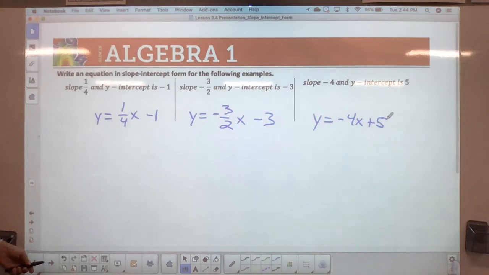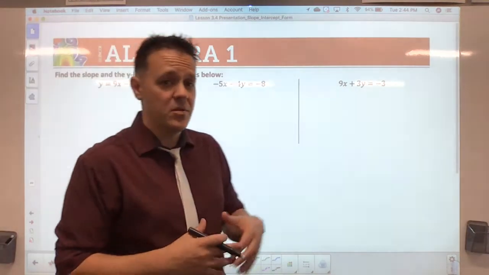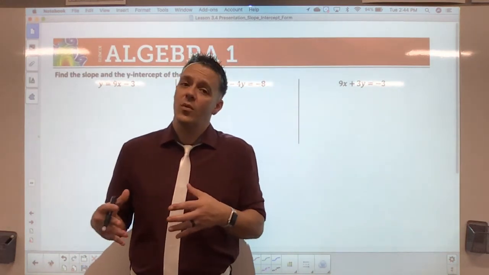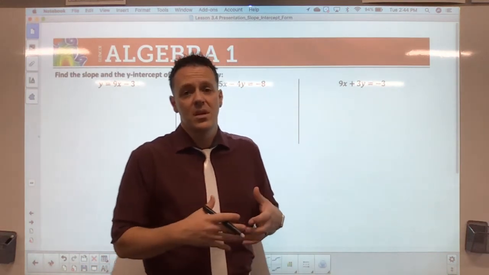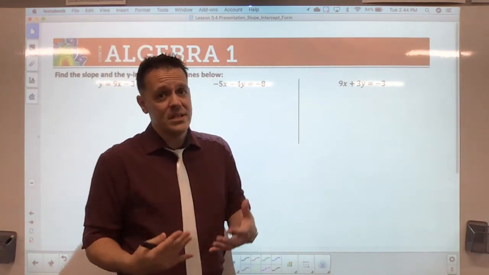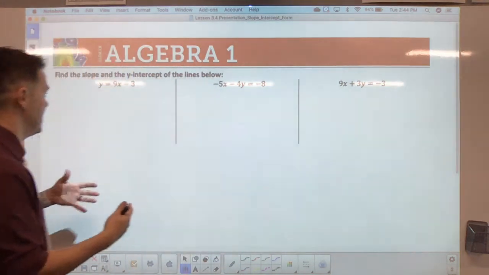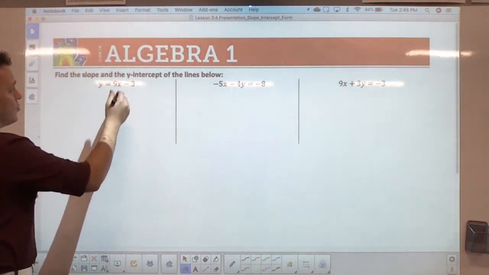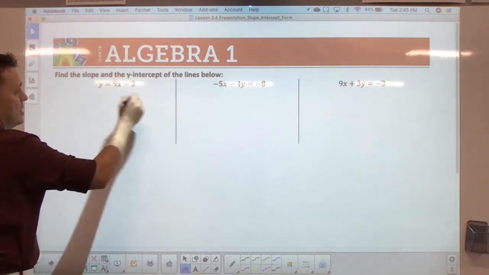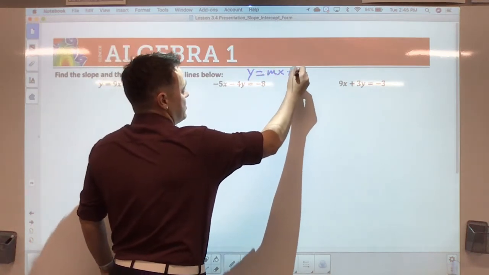All right, the next couple of things here is finding the slope and the y-intercept for the lines below. This is kind of a precursor to what we're going to be doing as we go forward, when we start dealing with standard form of equations and I ask you to graph them. The only way to graph a standard form equation is to actually change it into y equals mx plus b. So here's another reason. I want you to identify the slope and y-intercept. Well, we can here because we're trying to make sure it looks like y equals mx plus b.